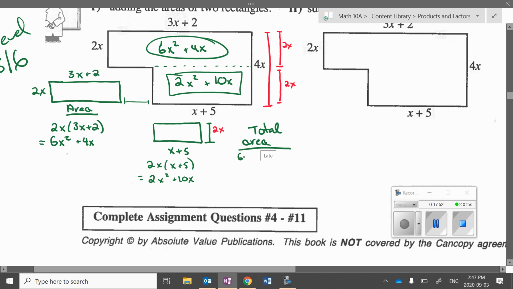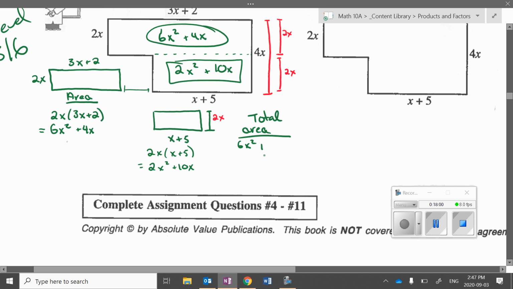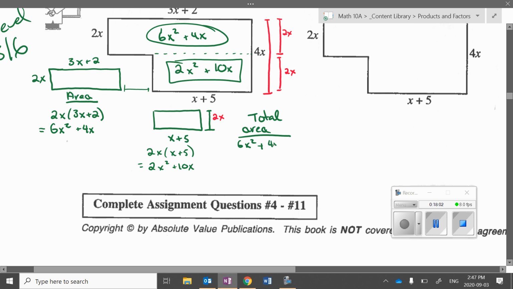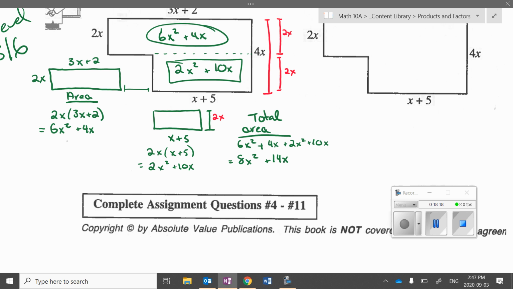I'm going to write it out. Again, you could probably skip this step because you've shown so much work at this point. So we have 6x squared plus 4x plus 2x squared plus 10x. So I can combine my x squares together to give me 8x squared, and then my regular x's to give me 14x. That is, I showed a lot of work there. I really broke it up.